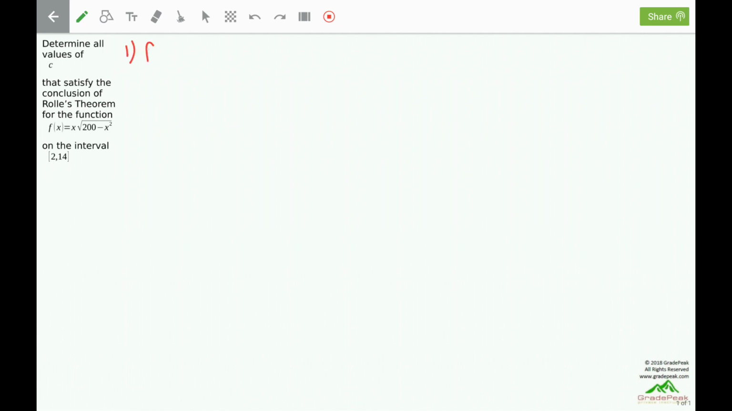The first condition: the function f of x, which is x times the square root of 200 minus x squared, has to be continuous on the closed interval given. X times the square root of 200 minus x squared does not exist everywhere because what's inside a square root has to stay greater than or equal to 0. So 200 minus x squared has to be greater than or equal to 0.